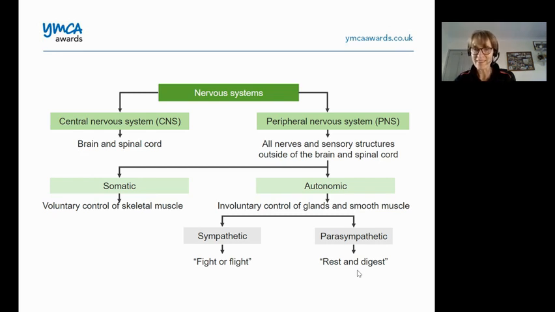One helpful way that I've been told to tell the difference between the two: if you think of para, it's like parachute, and a parachute slows you down. So when you hear parasympathetic, you know that's a slowing down, that's the rest and digest, and the sympathetic will be the other one, which is our fight and flight.